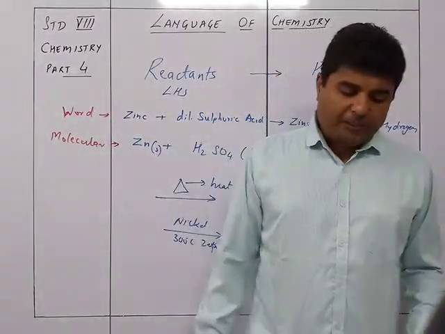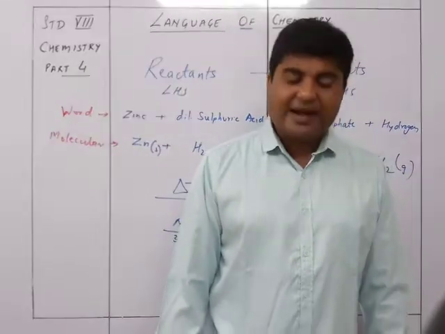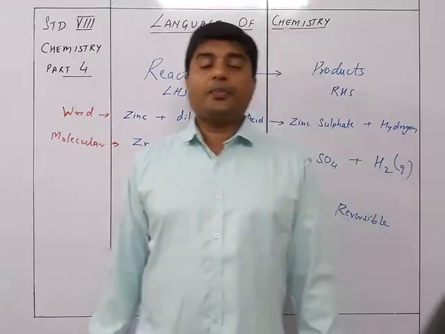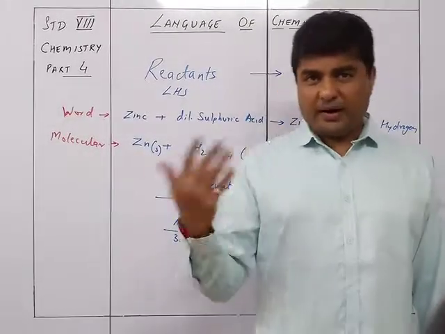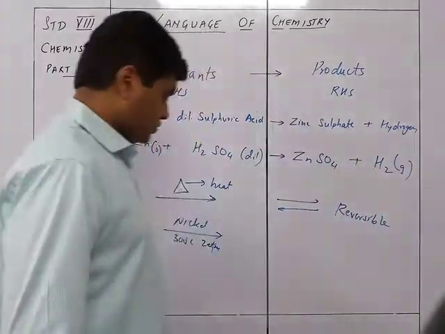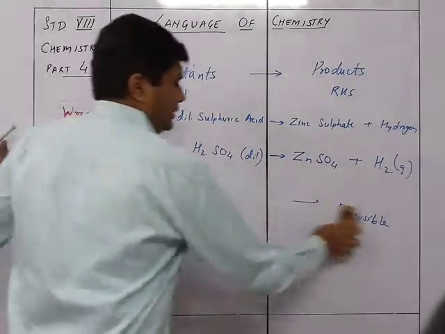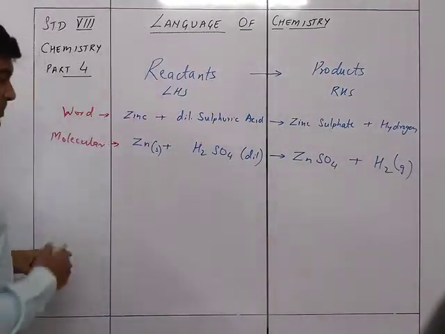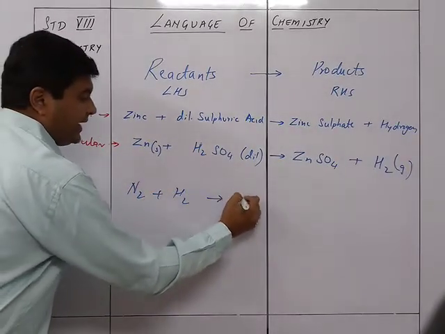And the fourth part is the balanced equation tells us in what ratio the substances react or are produced. This is very important. We'll talk about it when we understand balancing, or I'll just give you a small example over here. For example, the formation of ammonia: N2 plus H2 gives me NH3.